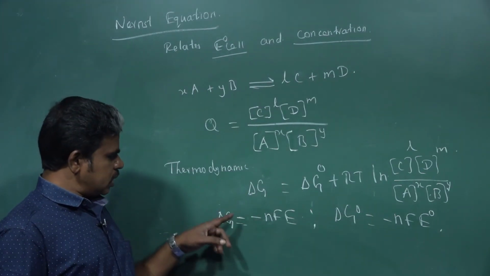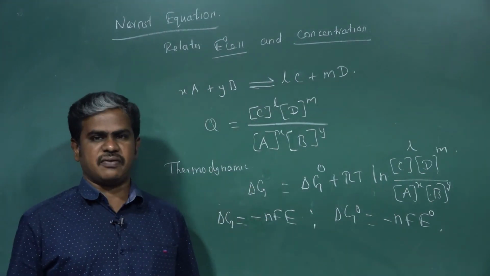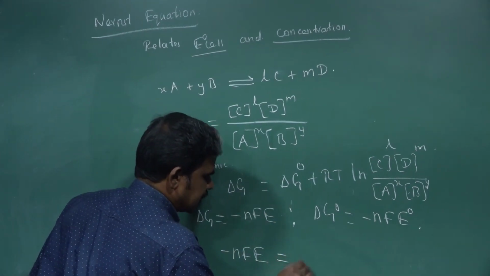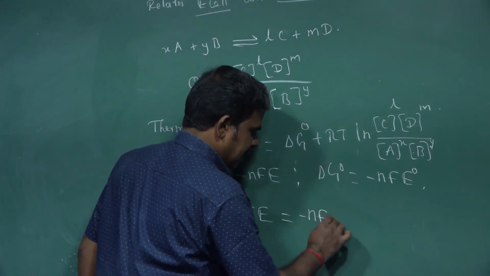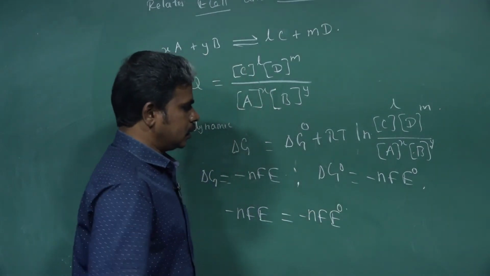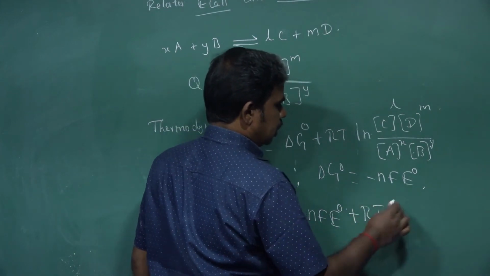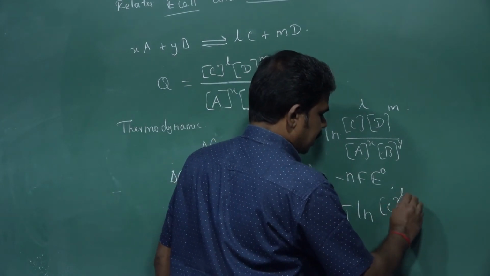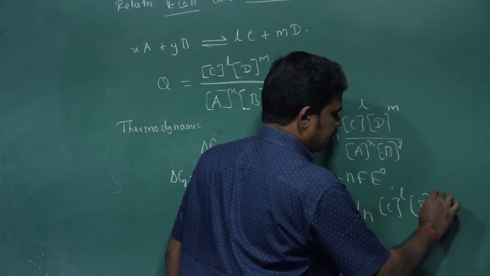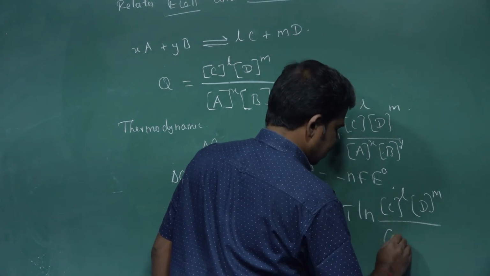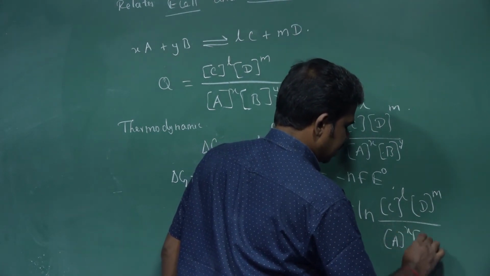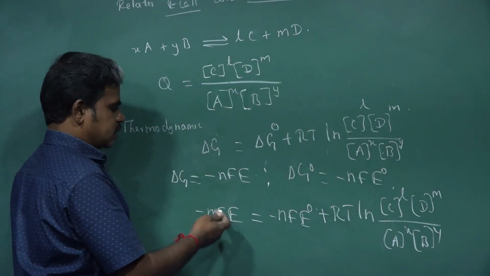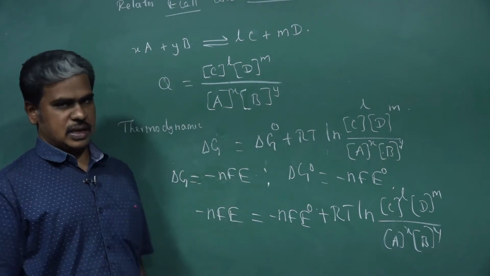So we may substitute instead of delta G, minus nFE. So minus nFE is equal to minus nFE naught cell plus RT ln concentration of C power l and concentration of D power m divided by concentration of A power x and concentration of B power y. So instead of delta G we are substituting minus nFE.